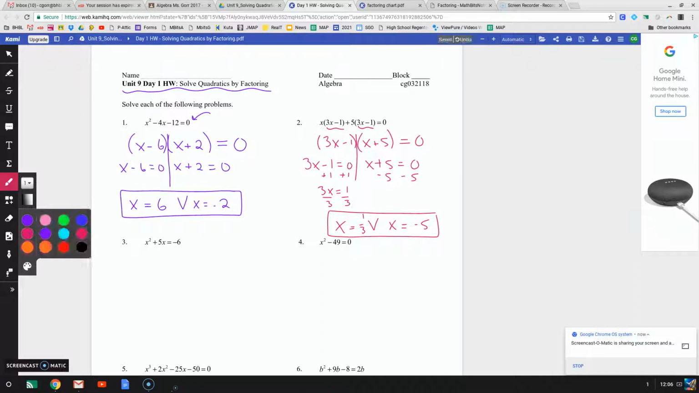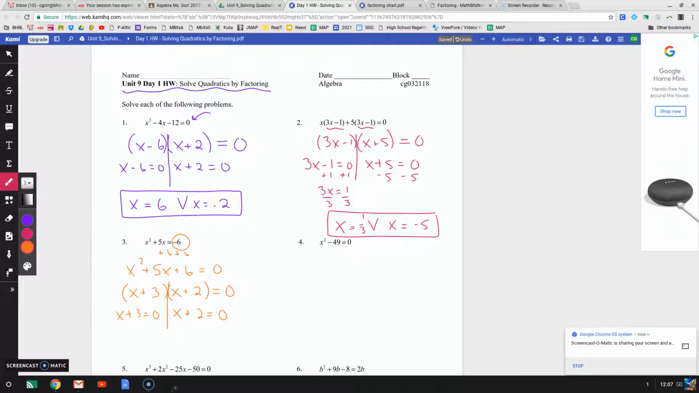Number 3. Now number 3, notice, is not equal to 0. So I need to take this term here and add it to both sides. So I have x squared plus 5x plus 6 equals 0. I am now going to factor it, and I'm thinking of numbers that multiply to 6 but add to 5. So I'm going to say that that is 3 and 2. Again, set them both equal to 0. This is a very important step here that you understand the zero product rule. My answers are -3 or -2.